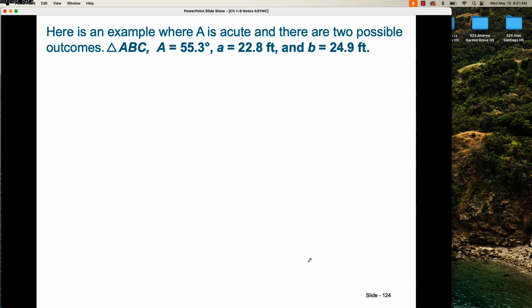Here's an example where A is acute and there are 2 possible outcomes. All right, here are our requirements. Angle A, 55.3 degrees. One side length across from that, 22.8 feet, and another side length, 24.9 feet.